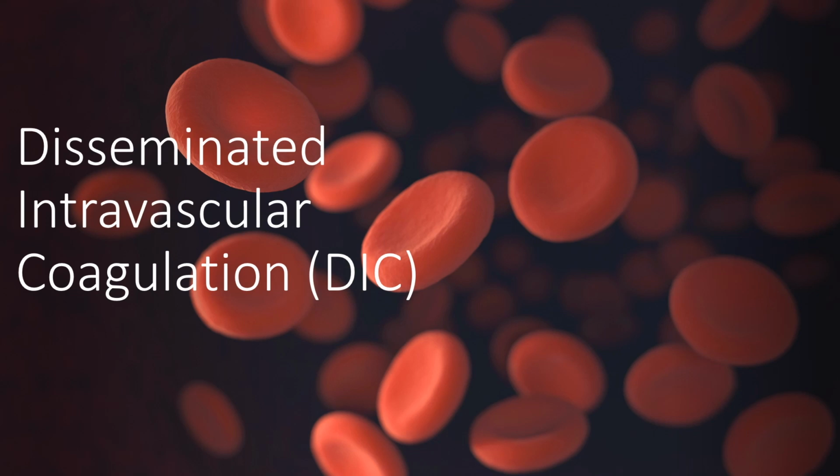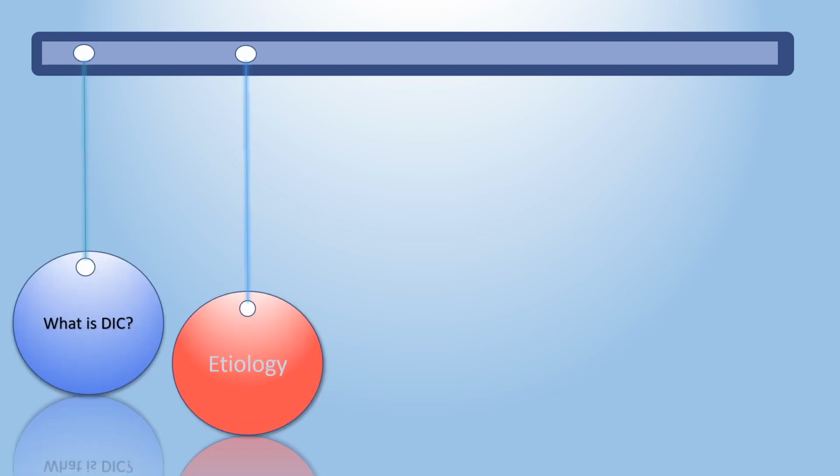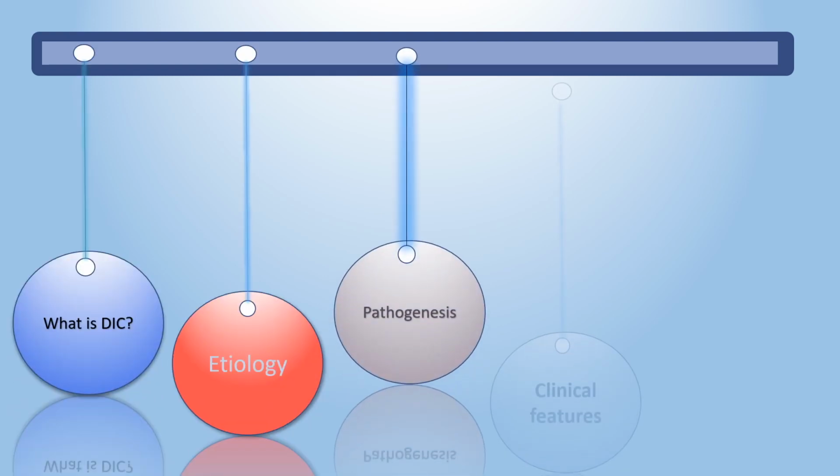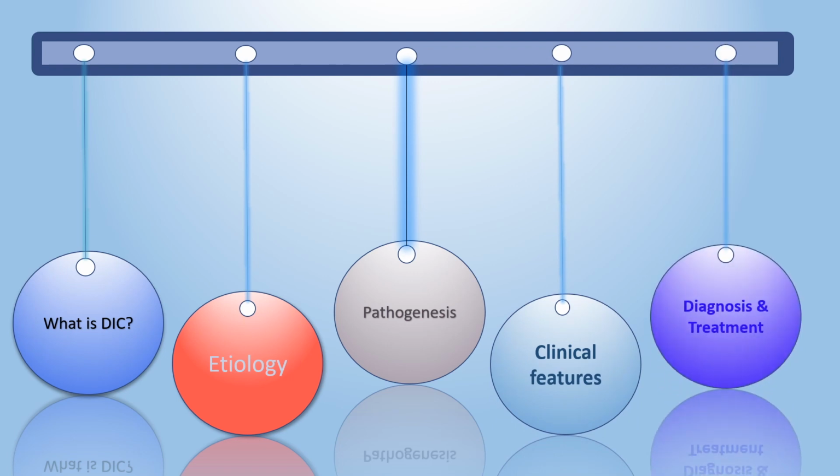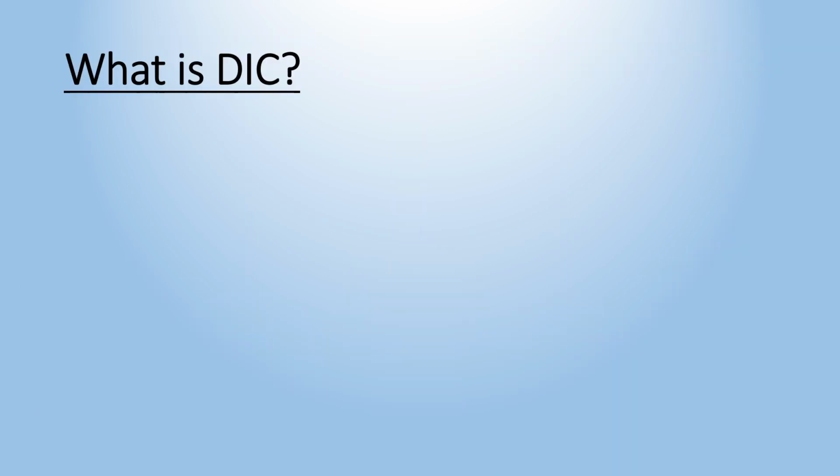The importance of disseminated intravascular coagulation in critical care wards is substantial, and it is a common occurrence as a secondary complication of various pathologic conditions. The contents we'll be focusing on in today's discussion are the definition, etiology, pathogenesis, clinical features, diagnosis, and therapeutic measures of disseminated intravascular coagulation. So what is DIC?